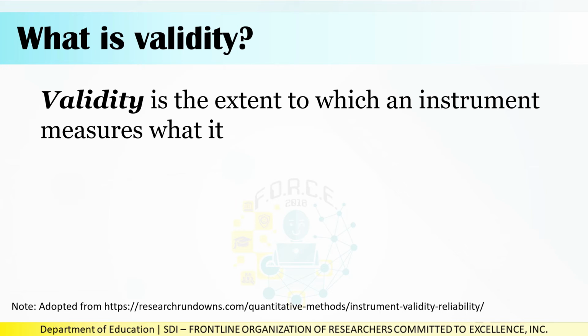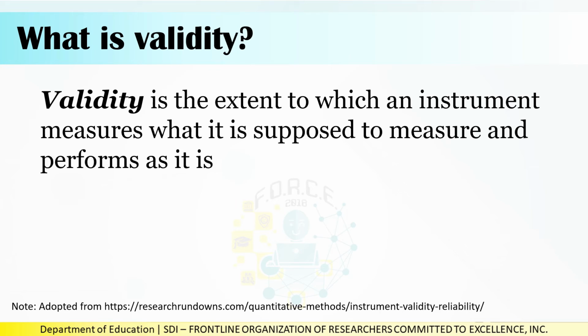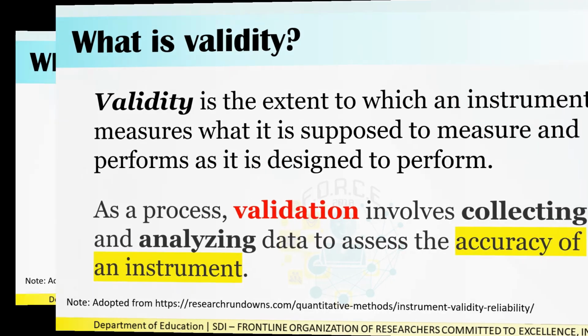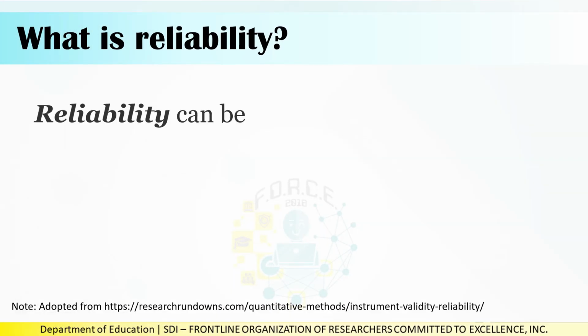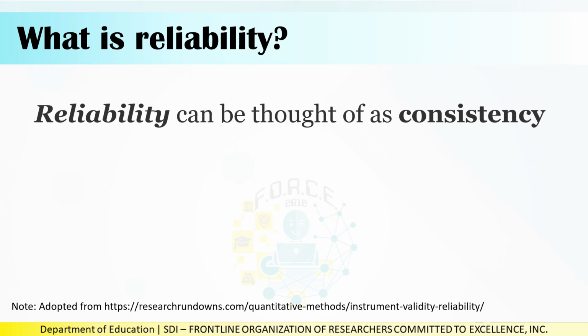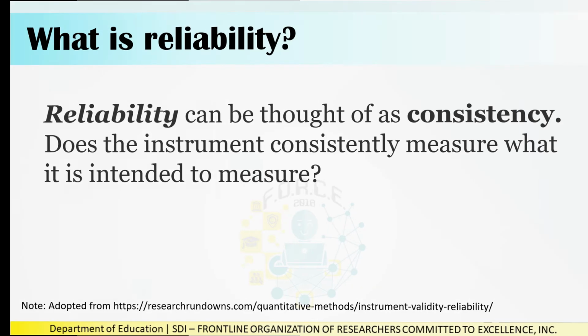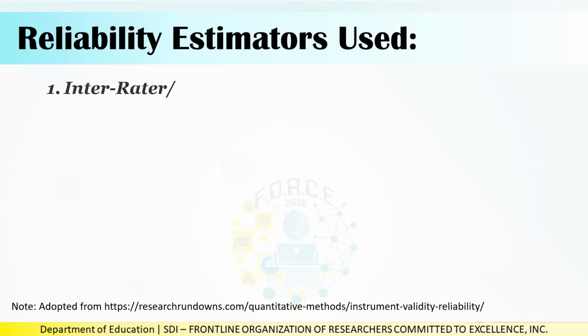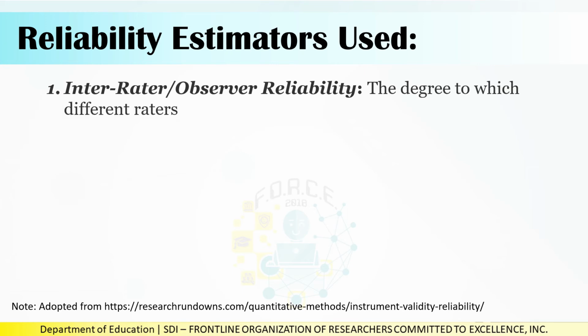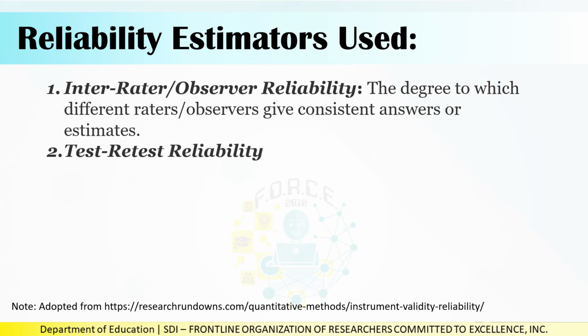Now let's refresh ourselves with the definition of validity and validation, and also with reliability. Reliability is consistency. These are the reliability estimators. We have 4.